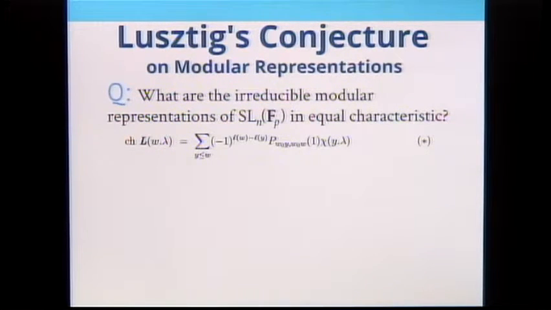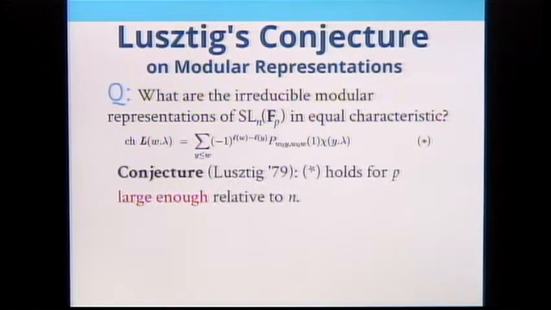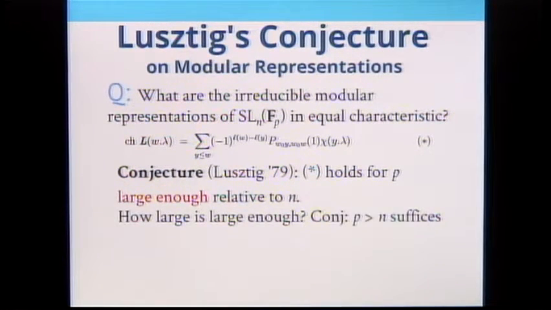And Lusztig gave a beautiful conjecture, which is this identity. In the interest of time, let me not say anything about either side of this identity. It's just some equality. Some characters can be recovered from affine Kazhdan-Lusztig polynomials. And the conjecture is that this identity holds as soon as the characteristic is large enough relative to the Coxeter number, given an arbitrary group and finite field. And how large is large enough? Well, conjecturally, as soon as the characteristic exceeds the Coxeter number, or maybe as soon as it's linear in the Coxeter number, the equality should kick in.